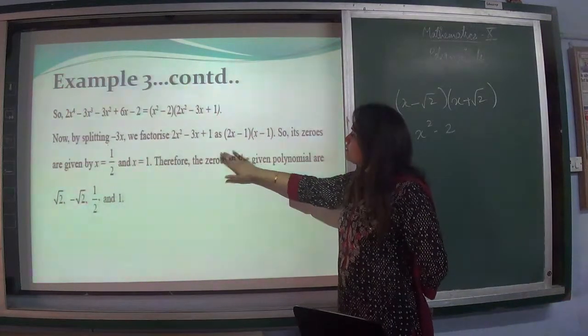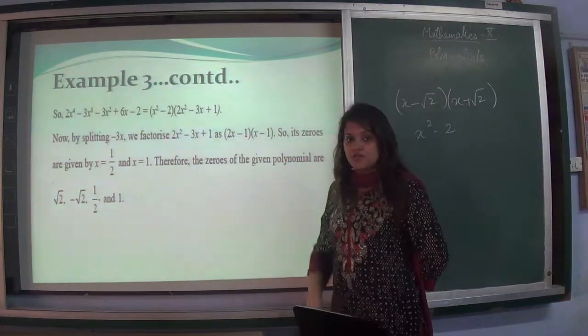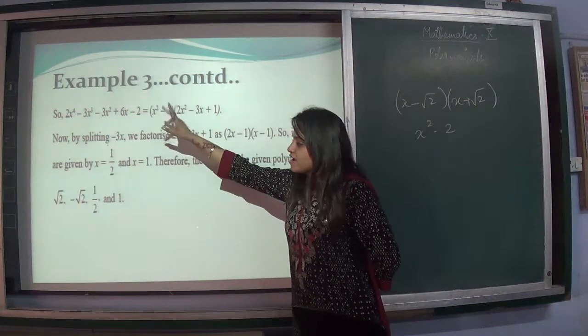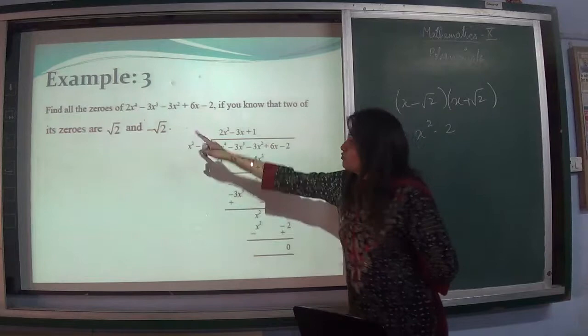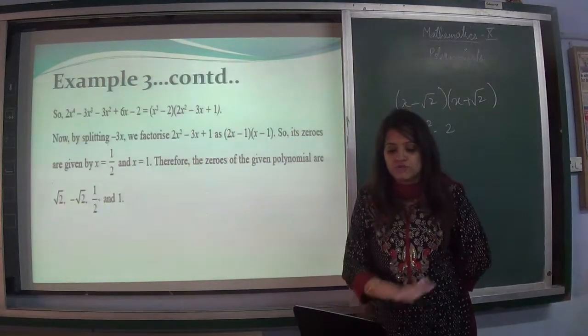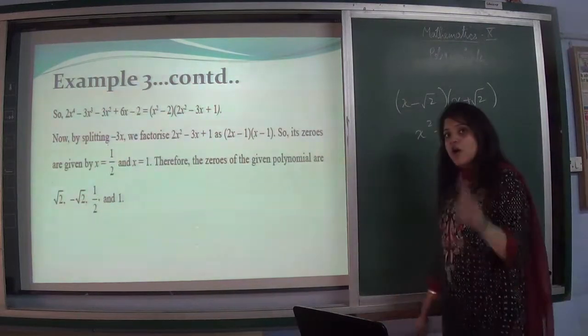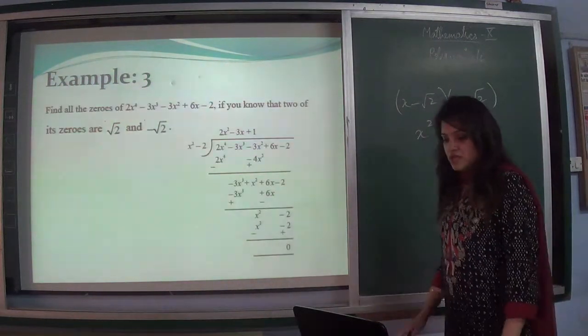We get x equal to 1 by 2 and x equal to 1. Are we getting all the 4 zeros? Yes. 2 we already had, remember? Root 2 and minus root 2. And 2 we just got them, that is 1 by 2 and 1. And therefore, all the zeros, remember?